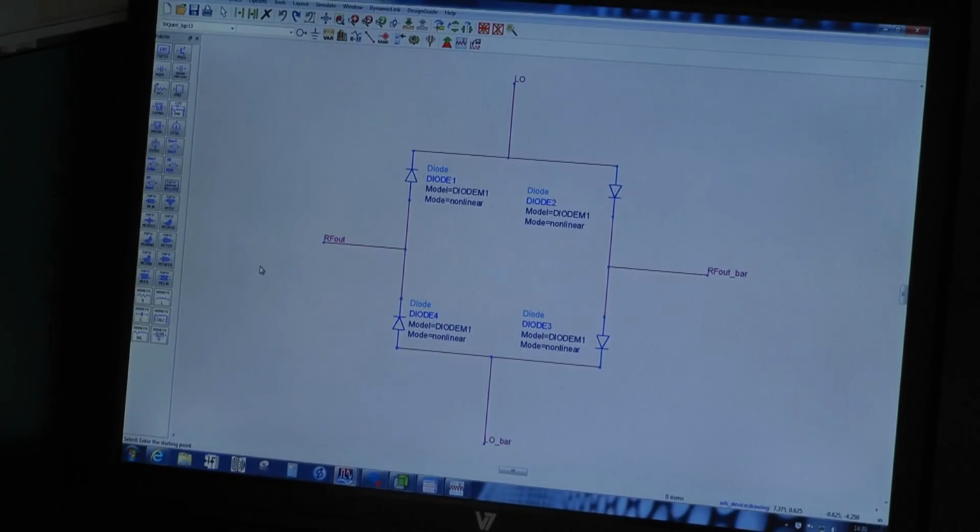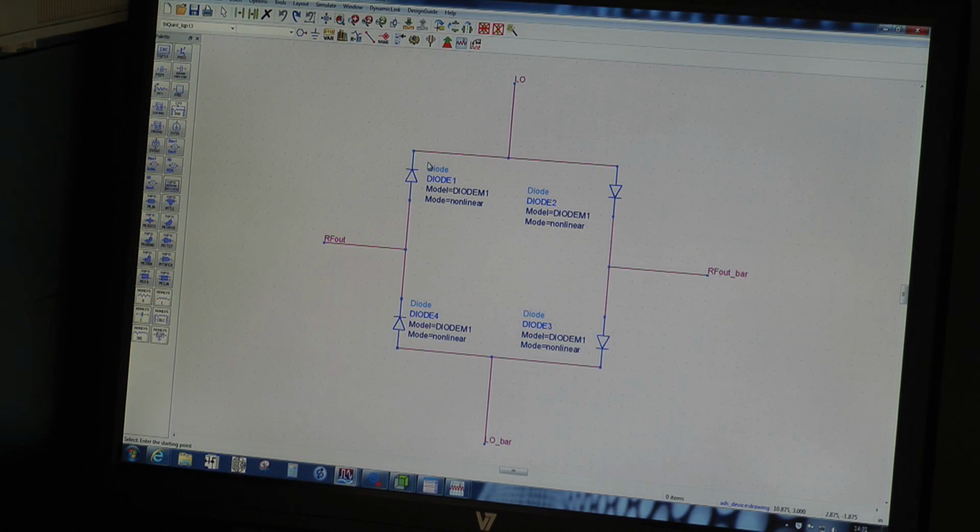If we imagine this is a quad diode ring for use in a mixer, so in upconvert mode, we have an RF out, an RF out bar, and we have an LO drive and an LO bar. And the diodes form a ring. So you imagine positive current goes this way, flows around in a ring. To turn this into a quad diode bridge, we need to do two very subtle changes. We need to basically spin around the two bottom diodes.